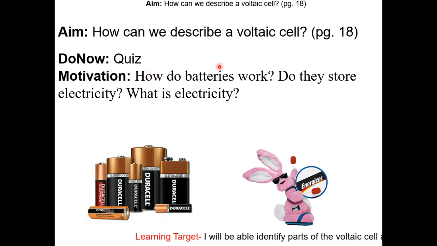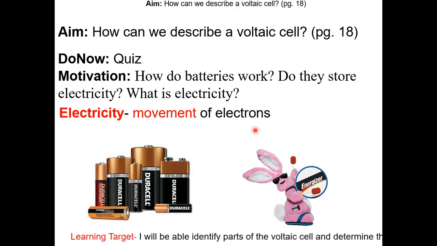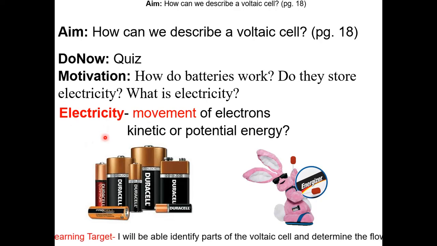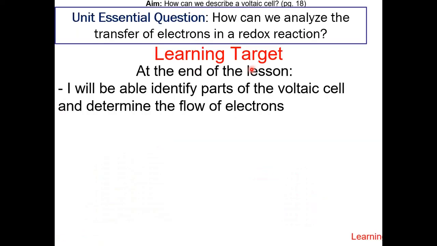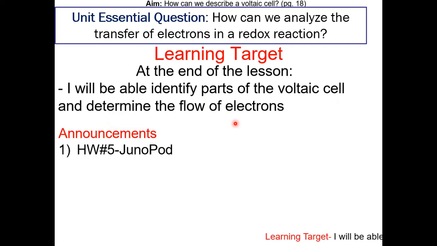Motivation. How do batteries work? Do they store electricity? What is electricity? So electricity is the movement of electrons, and this is considered kinetic energy. Learning target. At the end of the lesson, I will be able to identify parts of a Voltaic cell and determine the flow of electrons. Homework number 5 will be a Junipod based off this lesson.